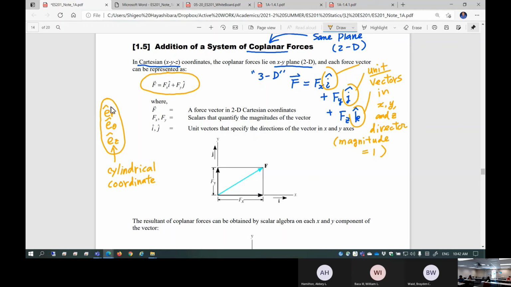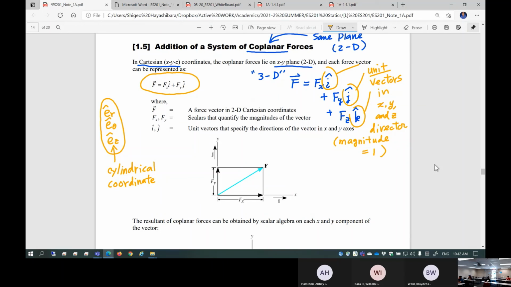By the way, r and theta in 2D on the cylindrical coordinate system is called the polar coordinate system. Have you ever seen it? Polar coordinate system, r and theta. Okay. So anyways, if it shows up in this class, I'll cover that. I'm not sure.